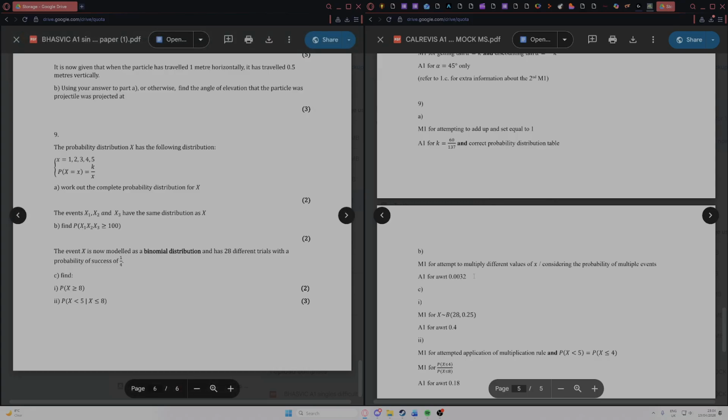And then to find this answer, you need to say that the only situations where this is going to be greater than or equal to 100 is either if x1, x2, and x3 are all 5, or if one of them is 4 and 2 of them are 5, which is going to have 3 combinations. So it's going to be p of x equals 5 cubed, plus 3 p of x equals 5 squared times p of x equals 4, because there's 3 different combinations, and that's going to give you the total probability of the 3 multiplied numbers being greater than or equal to 100.